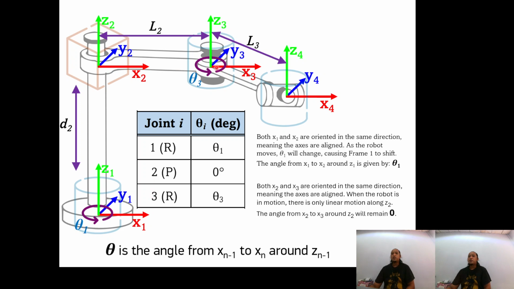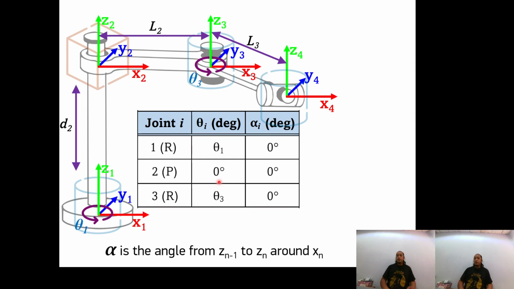And from this one, x3 to x4 is the same, because if it rotates, this one will also rotate. So the angle from x3 to x4 is going to be theta 3.